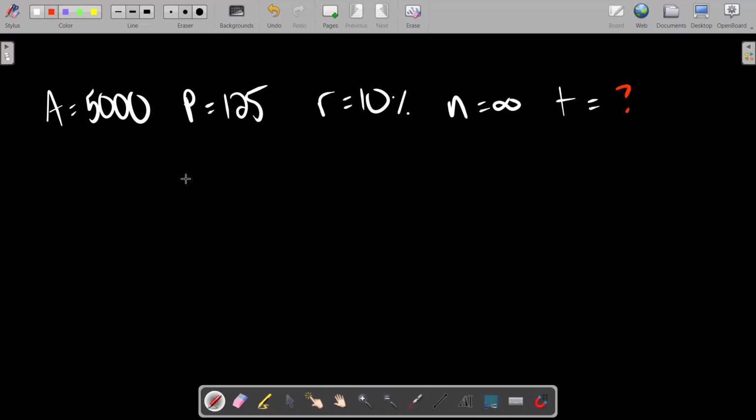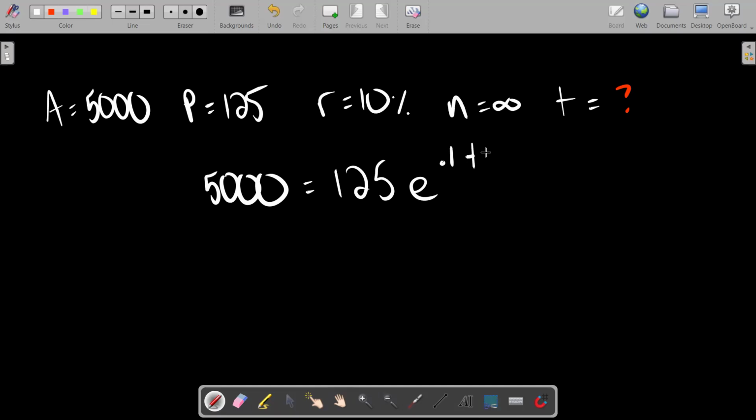So when we set this up, it's going to say 5,000 equals 125 times e to the power of what? No, don't you dare say 10t. 0.1t. Very good. 10% needs to be converted to a decimal before we input it. Remember, it's 10.0%, so the decimal moves twice to become that.